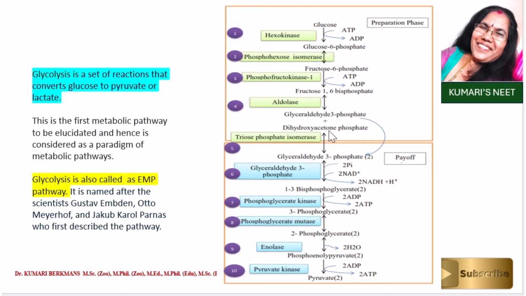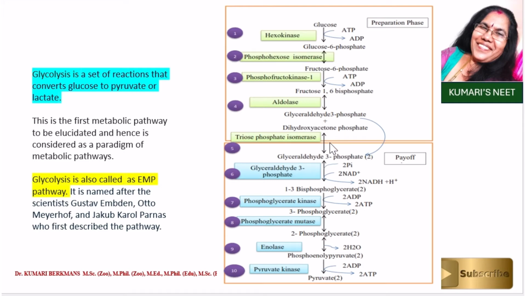And the next one is, see here, you have to listen. The fructose 1,6-bisphosphate is converted into glyceraldehyde 3-phosphate as well as dihydroxyacetone phosphate. Okay, so these two byproducts are there after this reaction. This reaction gives rise to two byproducts. What are they? Glyceraldehyde 3-phosphate and dihydroxyacetone phosphate. Okay, the enzyme involved in this is aldolase.